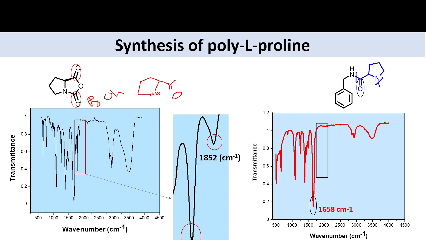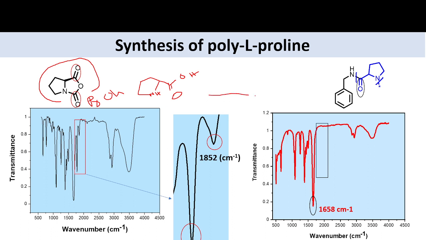Here I am giving one example, like ring opening polymerization of proline. From this proline we are making a monomer. This is our monomer to get polyproline. This monomer has characteristic IR spectra peaks at 1780 and 1850 centimeter inverse.